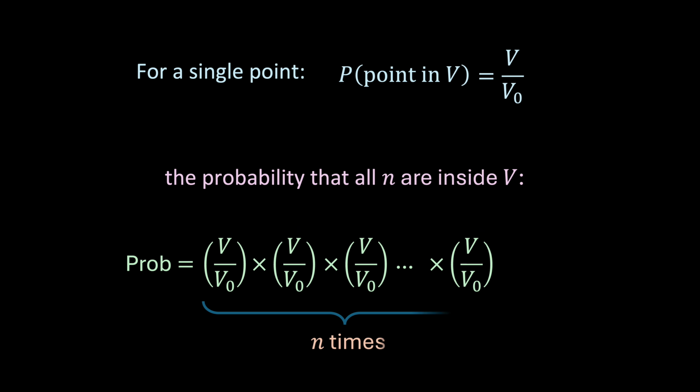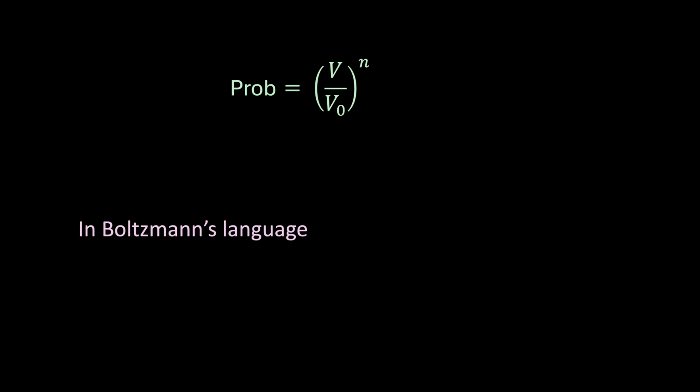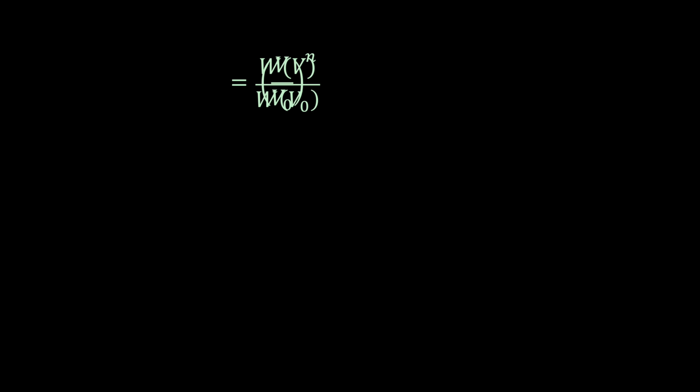Since there are n particles, this will be equal to V over V0 raised to the power of n. Now, here's the key point. In Boltzmann's language, this probability can be thought of as a relative microstate count equal to the ratio of the number of microstates corresponding to volume V and V0 respectively. And so, if we then equate the two expressions for the probability, we end up with the following expression.